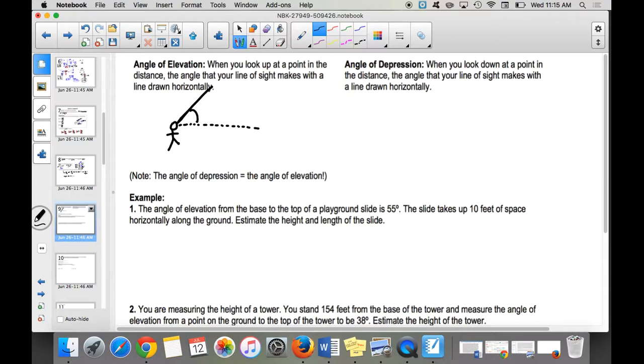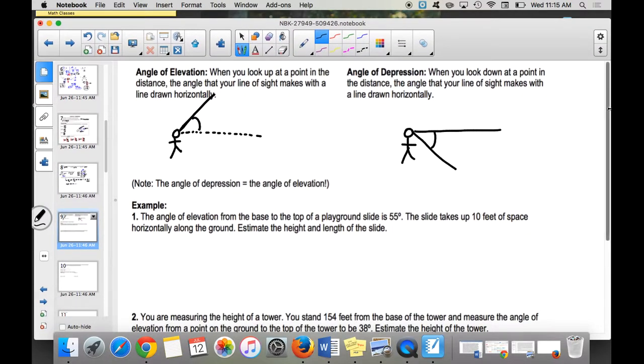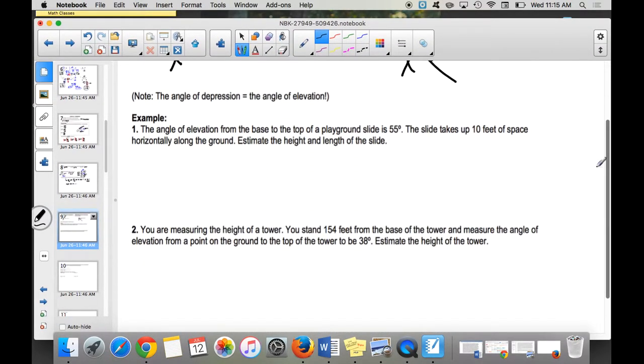An angle of depression is the angle that your line of sight makes with a line drawn horizontally when you're looking down. That would be the angle of depression. Your angle of depression is equal to the angle of elevation, and I'll show that to you in a couple of these examples. It says the angle of elevation from the base to the top of a playground slide is 55 degrees. So if I'm looking up at that slide, this angle is 55 degrees.